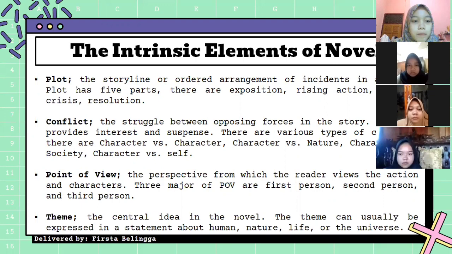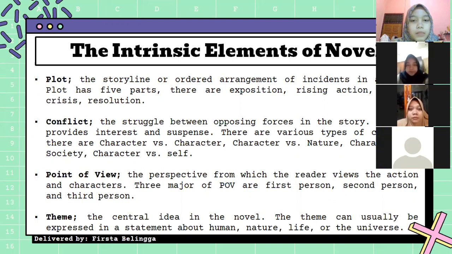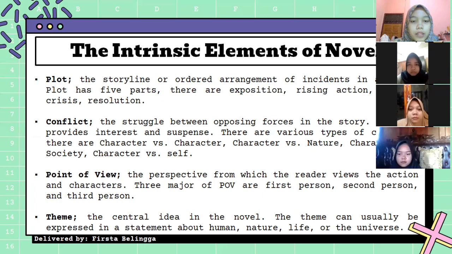Theme is the central idea in the novel. It is the author's message and one of the reasons that they wrote the book. The theme can usually be expressed in a statement about human nature, life, or the universe. Well, I think that's all from me. The intrinsic elements of the novel will be continued by Desi Sari Cahyani. Time is yours.